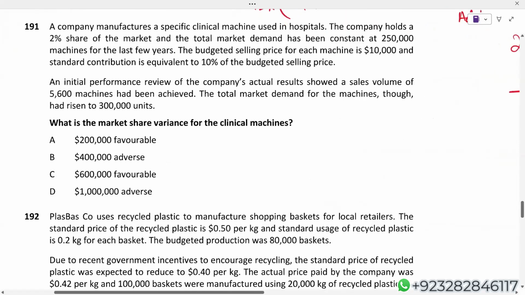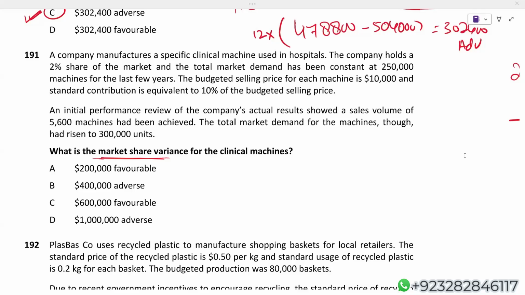Question 191. What is the market share variance? Students, if you recall, market share variance is technically an operational variance. It is controllable. So I want everyone to attempt 191, and you have got around 2 minutes. Let's see who is going to reply.